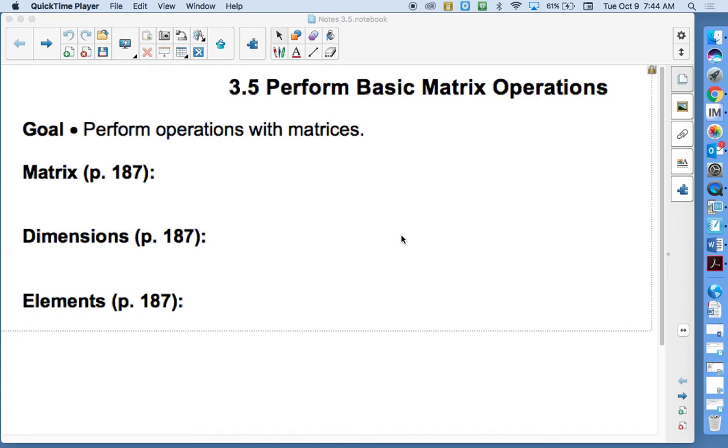And then the last portion of this chapter is on matrices, which you did a little bit last year in geometry when you were doing a dilation. A dilation is when you're changing the size of an object, making it bigger or smaller, and you would have done them with matrices. So we're going to review basic matrix operations today. On Thursday, we're going to do multiplying matrices.